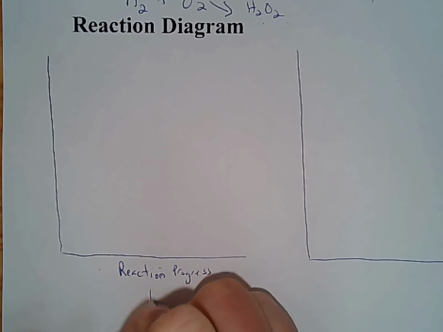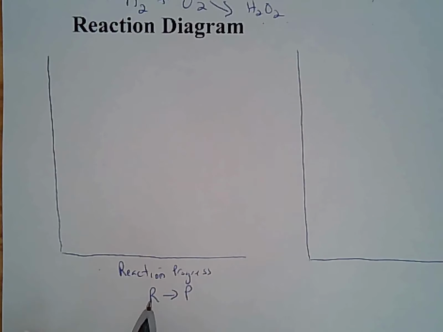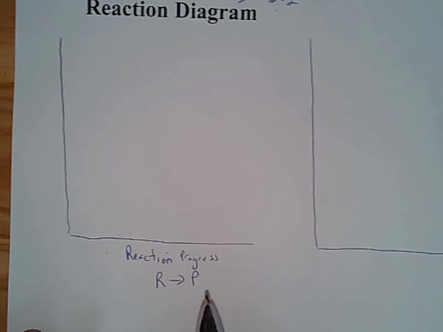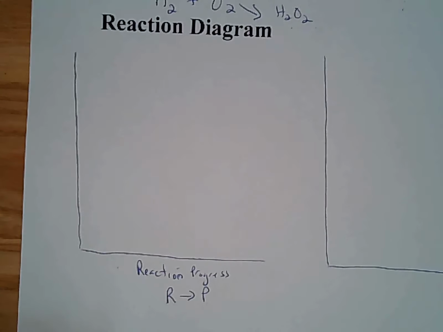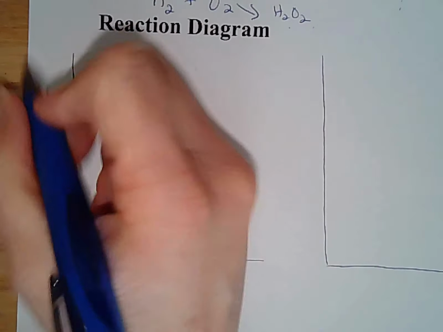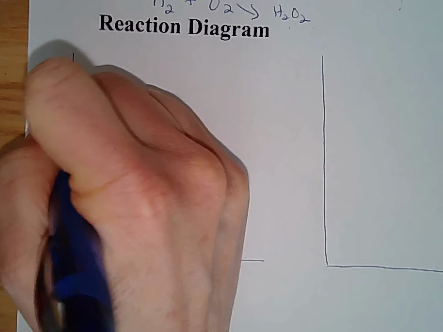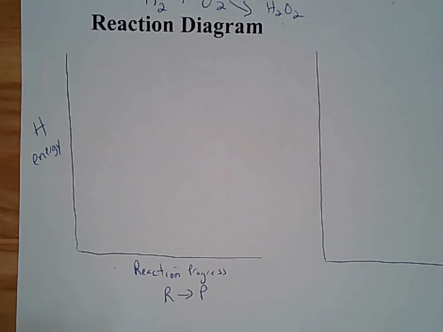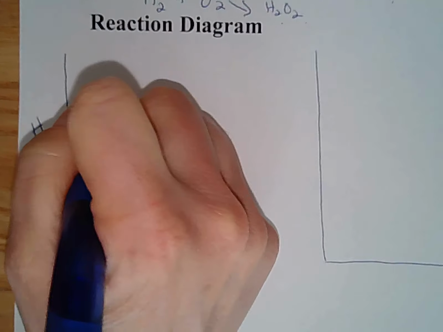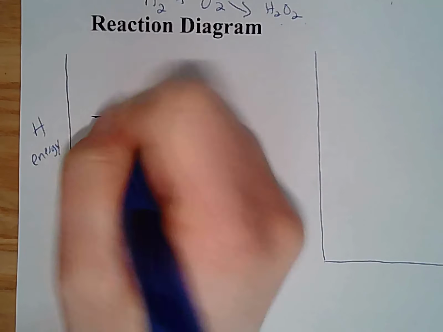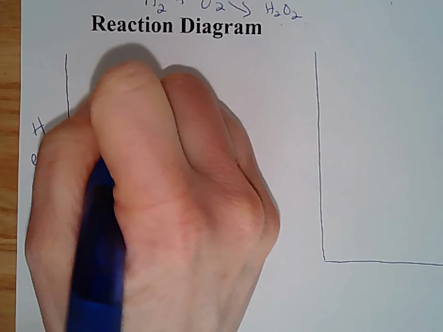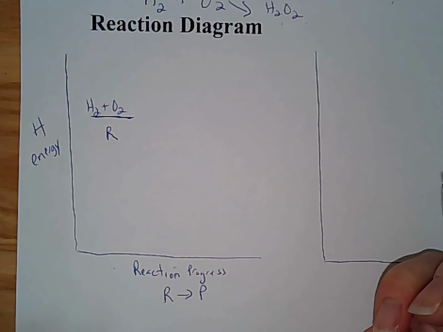All it's showing is reactants going to products. So R is going to be reactant, P is going to be product. And then on your y-axis is going to be what we call H, enthalpy, or you could just call it energy for all intents and purposes. So what we have is a starting point for our reactant. So let's say it's hydrogen plus oxygen.